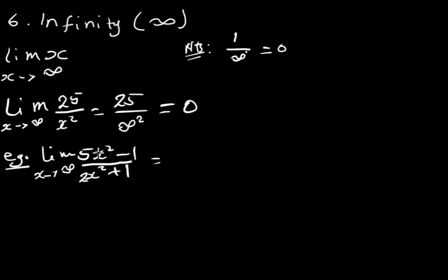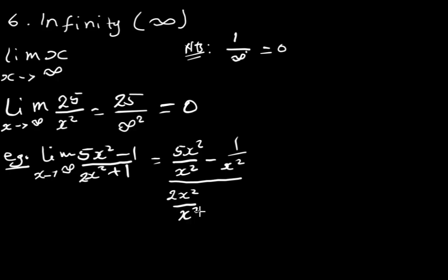So if we take the first term of the numerator, which is 5x squared, then we divide that one by the highest power of x, which is x squared, minus 1. That's the next term. We divide that one by the highest power of x, which is x squared, all divided by, then we come to the denominator, so 2x squared divided by the highest power of x, which is what? x squared. So x squared plus 1 over x squared.